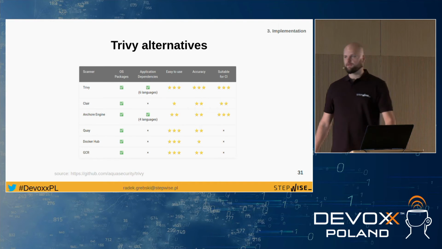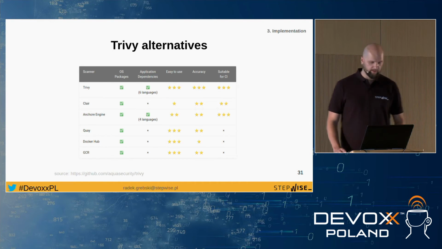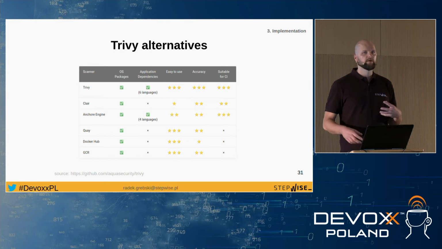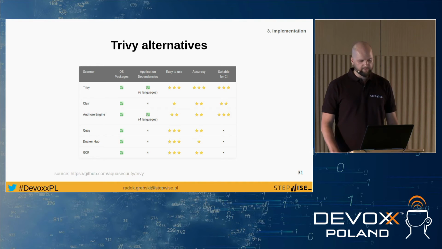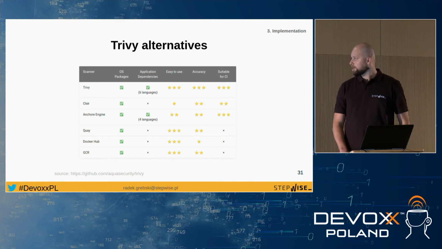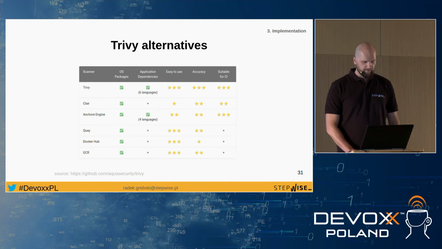Alternatives for Trivy scanner: there is Clair, there is Anchore, there is Quay. Docker Hub has its own Dependabot. Google Cloud Registry has a built-in vulnerability scanner. So there are lots of options. We picked Trivy because it was the easiest one to use and user-friendly for us, but I encourage you to try others as well.